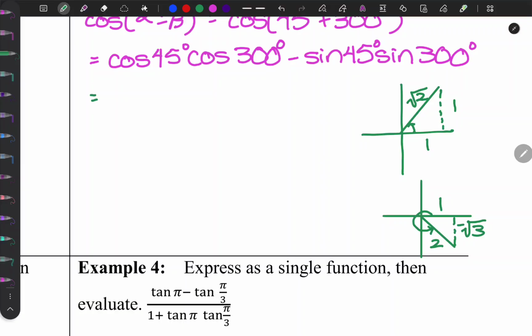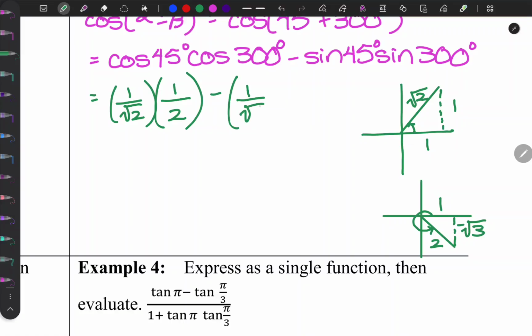So for example, cosine 45, look at your first diagram, decide what that is. I'm going to leave it unrationalized for now, and we'll rationalize afterwards. So 1 over root 2 times, for 300 degrees, cosine is also going to be positive, and this one will be 1 over 2. And then minus our sine ratios, sine 45 degrees, 1 over root 2. And then sine 300 degrees, which will be negative root 3 over 2.